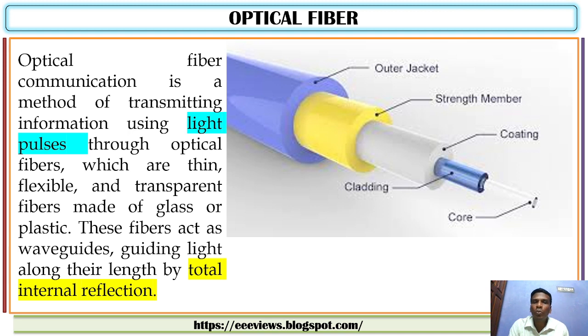Okay, so I can see here there is a core and a cladding. This core will be carrying the light pulses, covered by the cladding. How this light travels in the core is by using a technique called total internal reflection. So we will see what total internal reflection is.